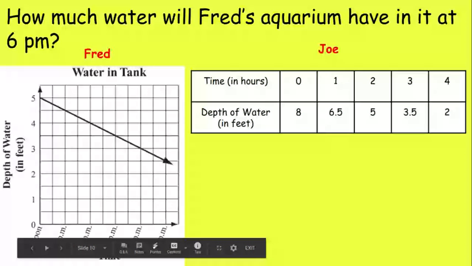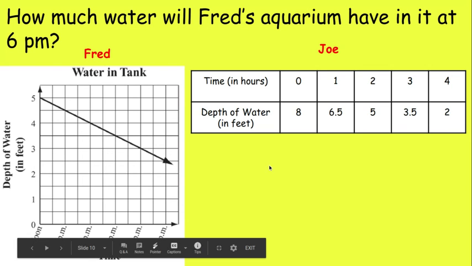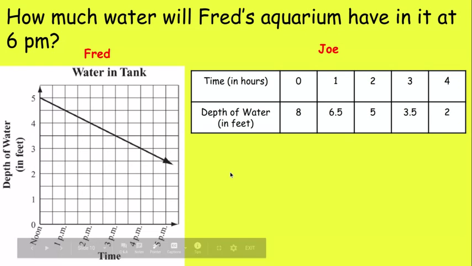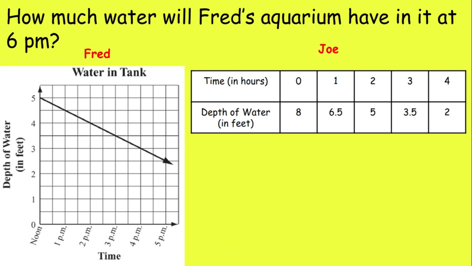How much water will Fred's aquarium have in it at 6 p.m.? Generally, there's a question asking you to predict some kind of information. Now, if we're talking about Fred, we're looking at the graph here. Although I know this is being covered up, it ends at 5 p.m. So I cannot see how much water will be in Fred's aquarium at 6 p.m.